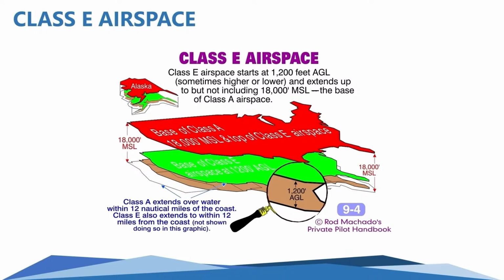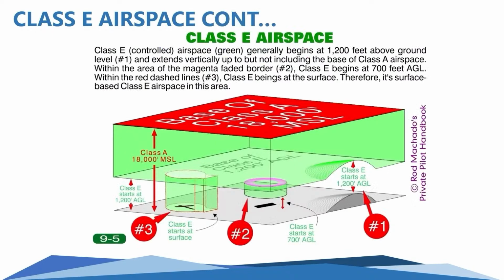It also has the ability to go to 700 feet AGL. And then it also has the ability to go all the way down to the ground. Okay, so it looks something like this. Pretty much the majority of Class Echo will be going down to 1,200 feet AGL.